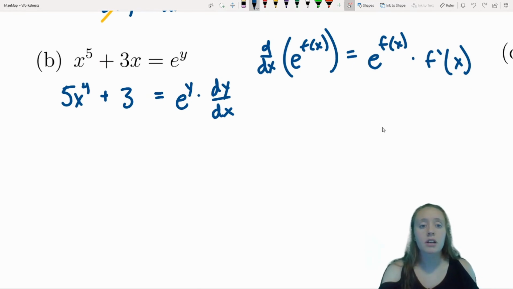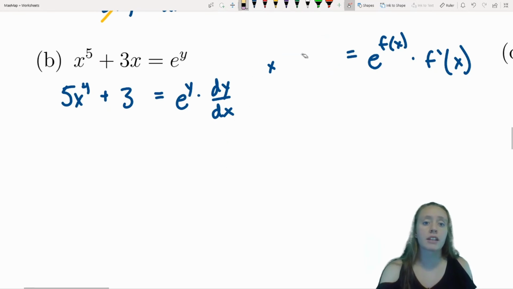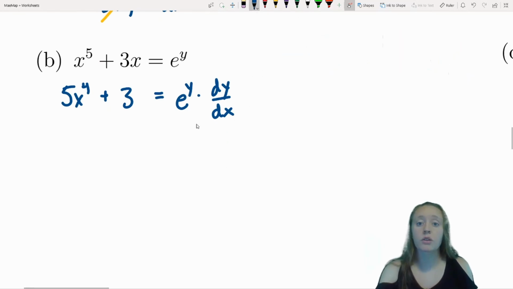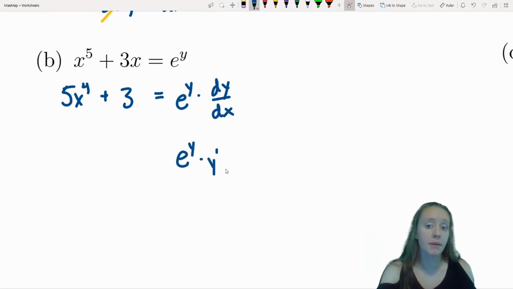Or sometimes, if you want to leave it as y, as opposed to writing dy dx out, you could just write shorthand y prime. That's something else that I find very common. However, when I'm writing this out, especially on a worksheet, y prime sometimes looks like y to the first, and I just don't want to confuse you, so I'm going to continue to write dy dx, but feel free to shorthand this. So the shorthand of that right-hand side would have been e to the y times y prime.